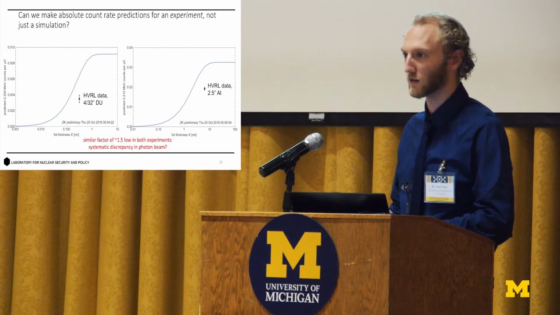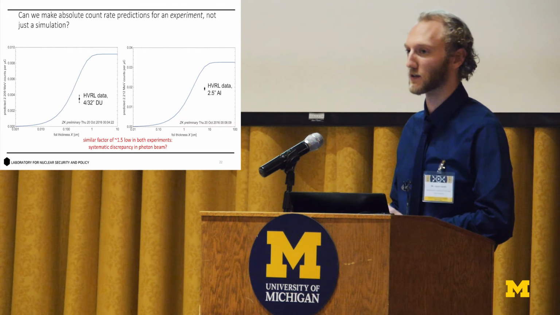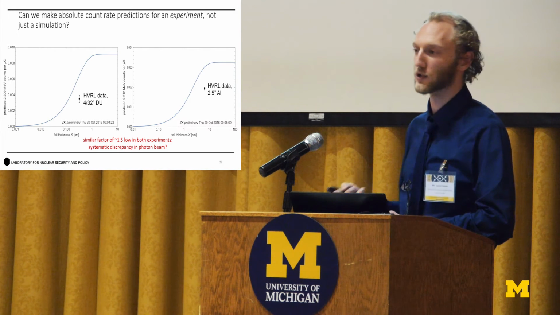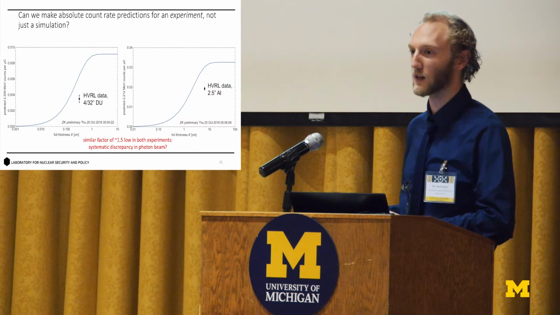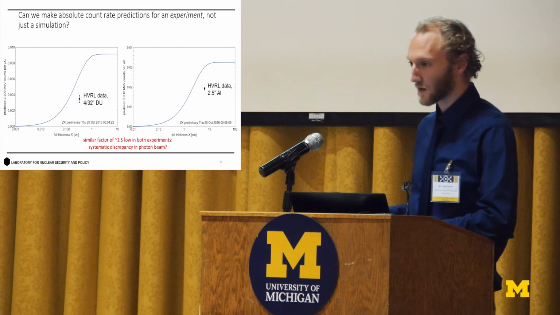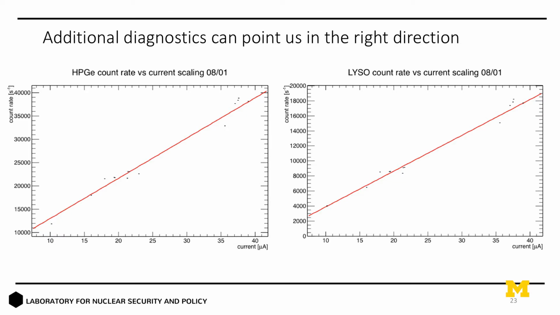This similar factor of about 1.5 suggests that there's probably somewhere a systematic discrepancy in the transport of our photon beam. Whether that's the model of the initial bremsstrahlung beam or a geometric acceptance or a dead time that we didn't account for, that will take a bit more work. The additional diagnostics I mentioned in the slide showing the lab can help point us in the right direction.